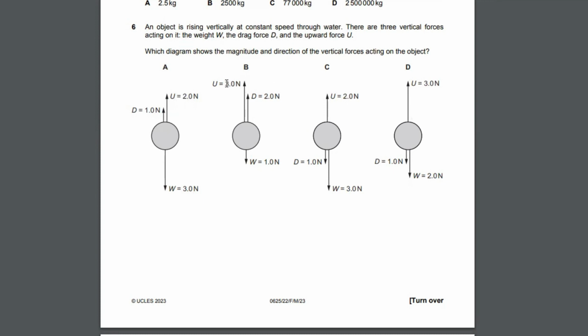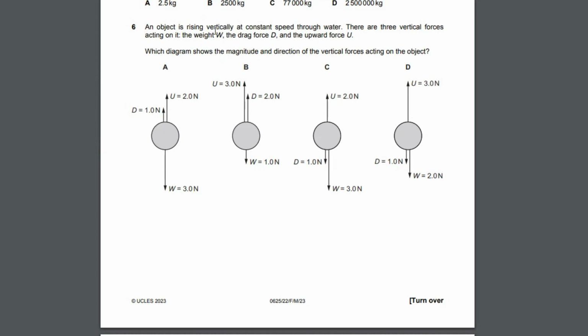Second one, 3 and 2. If you add them, you get 5. So this is not moving at constant speed. Next is 2 and 4. This is also not moving at constant speed. Next is 3 and 3. So this is moving at constant speed.